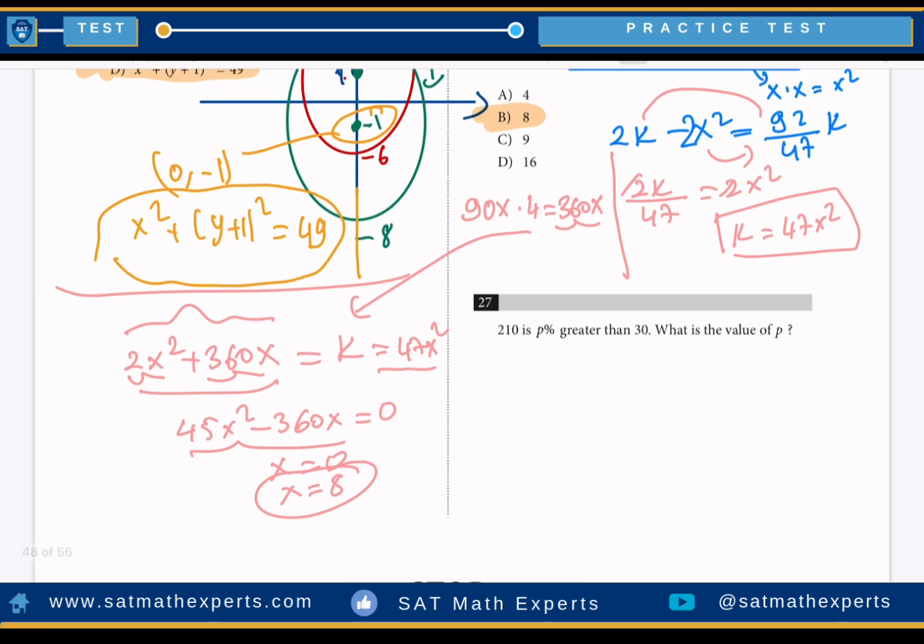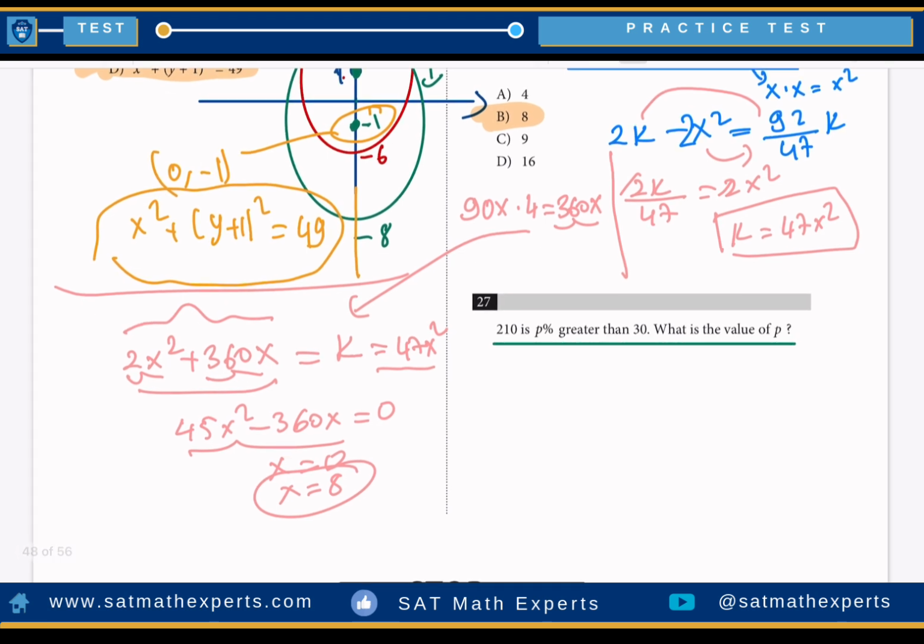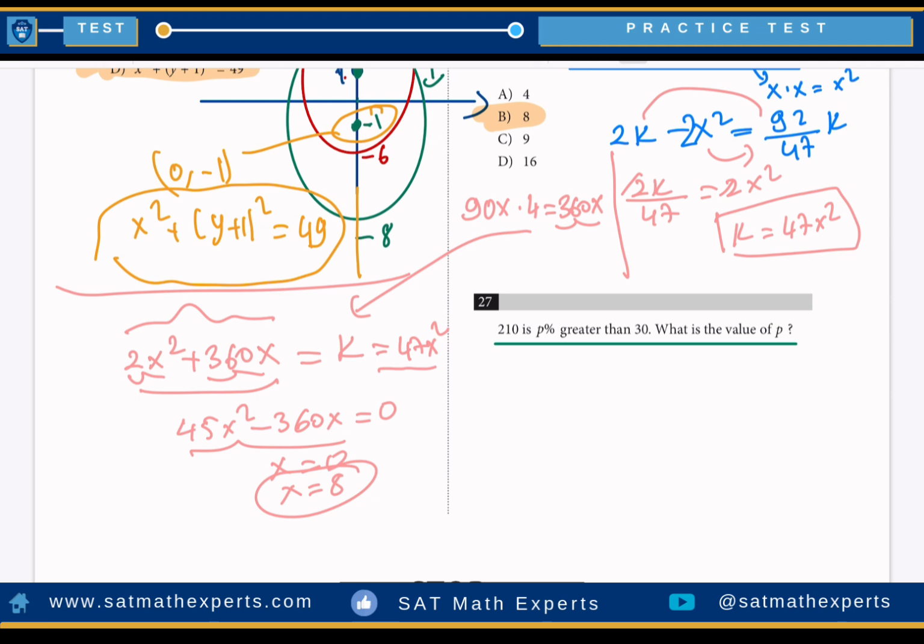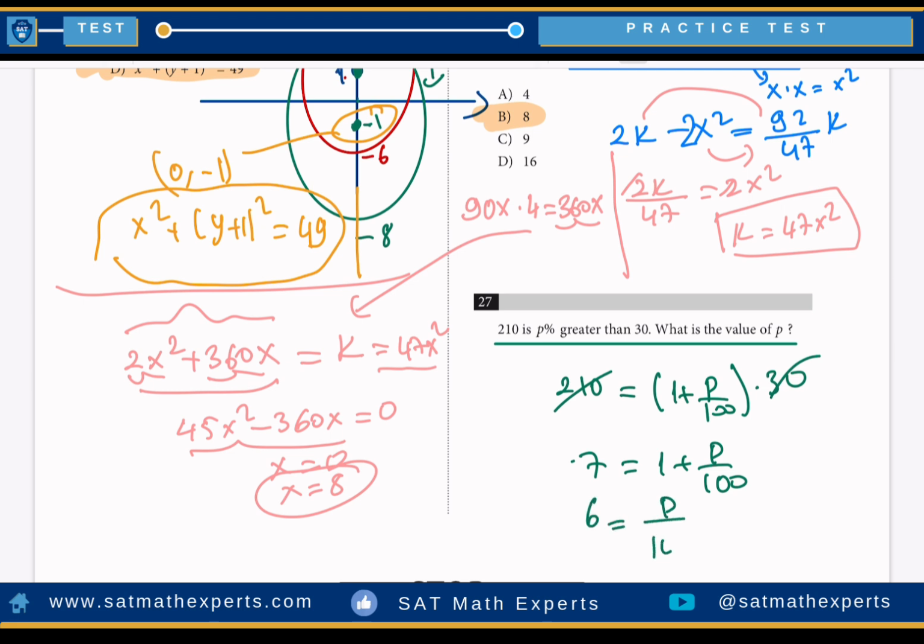All right, let's do the last question. 210 is p% greater than 30. What is the value of p? So 210 equals (1 plus p over 100) times 30. We solve this equation and simplify: 7 equals 1 plus p over 100. So 6 equals p over 100. When you cross multiply, p equals 600 percent. This is the final answer.